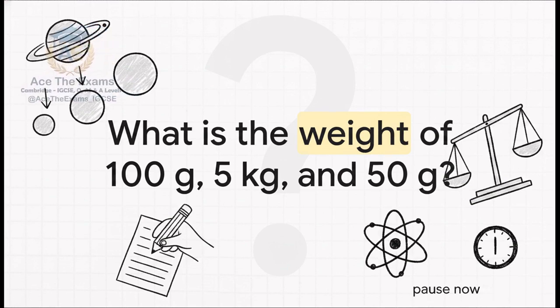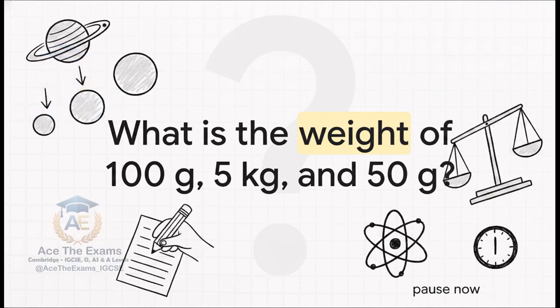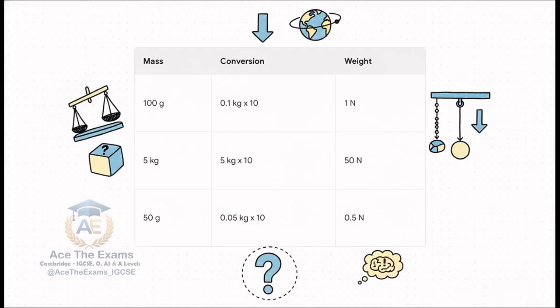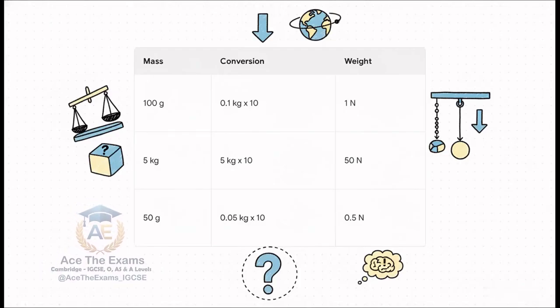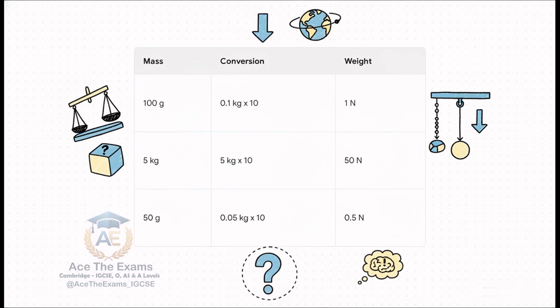A, 100 grams, B, 5 kilograms, and C, 50 grams. Assume the Earth's gravitational field strength, G, is 10 newtons per kilogram. Go ahead, pause now, and let's see if you can avoid a classic exam error. Okay, welcome back. Did you get 1 newton, 50 newtons, and 0.5 newtons?